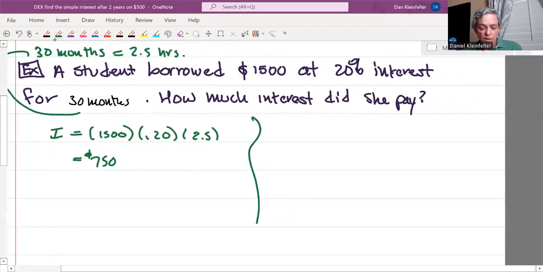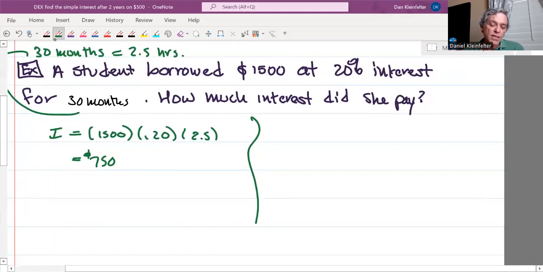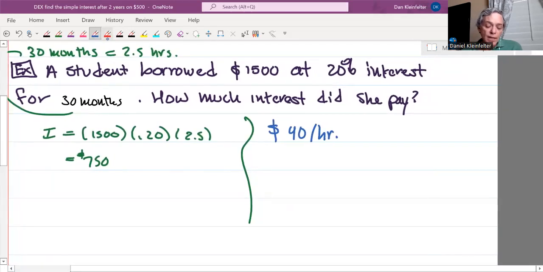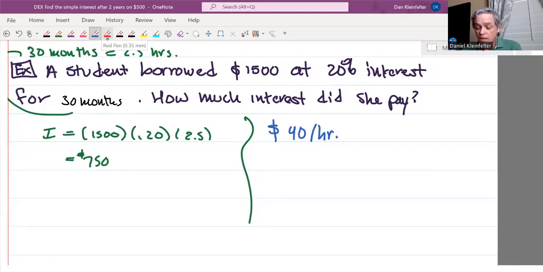I wanted to give just another quick example that illustrates how the time units there need to match. It's not in the context of interest, but it works the same way. Let's say that you have a job that pays $40 an hour, which is not bad. And let's say that you go to work one day and they're overstaffed or something. And so you're there just for 15 minutes and they say, you know what, go home. We've got plenty of people.